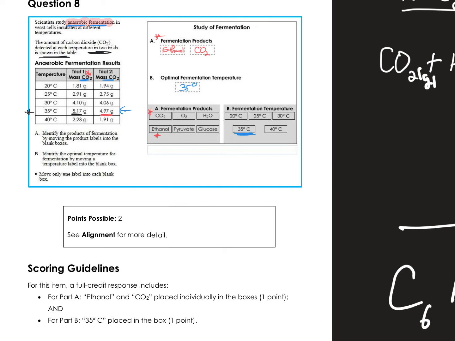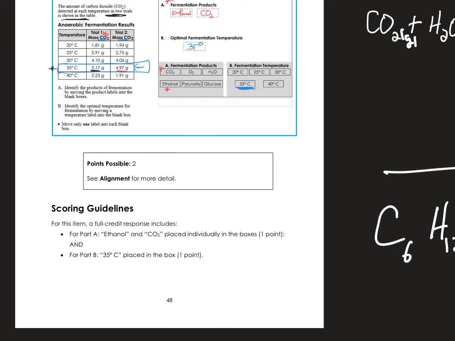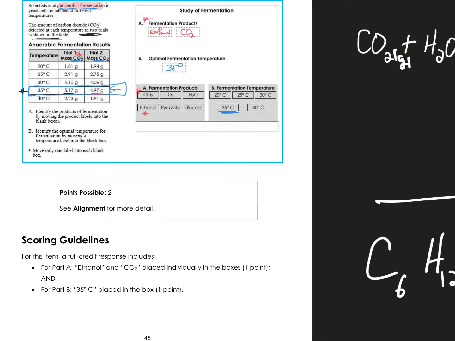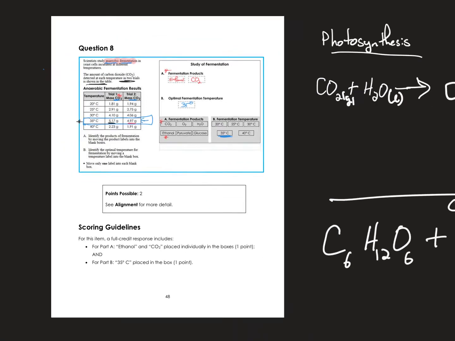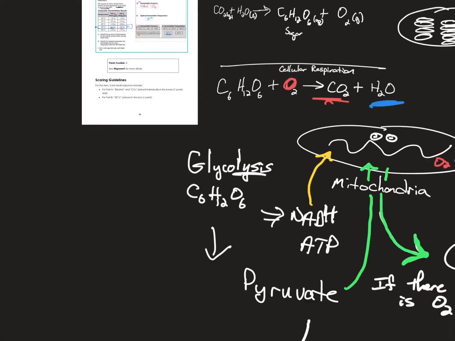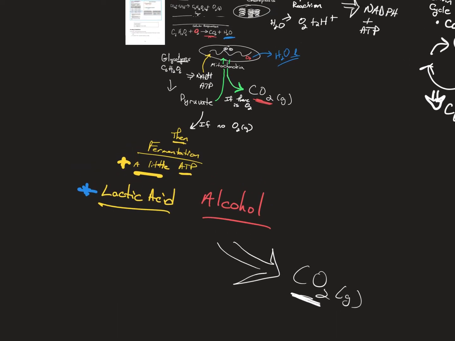How do I know that? It's the most amount of product that was produced. Easy peasy. Well, what did you have to do to know this? Well, you had to know what fermentation was. Fermentation is what happens when, and we went through it. We had examples. We mapped it out. I mean, we did a lot of work on that.